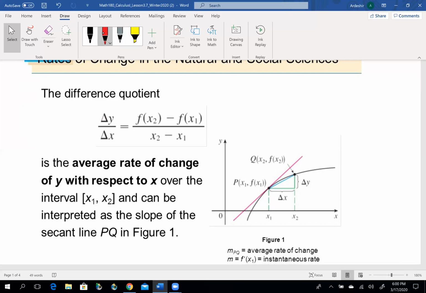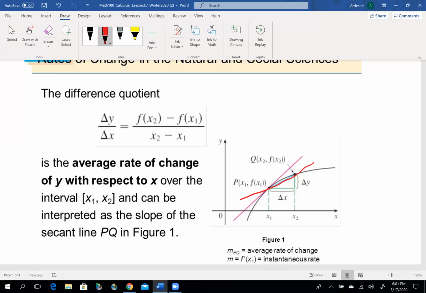If I draw a line that goes through P and Q, that line is a secant line, and the change in y over change in x, delta y over delta x, is going to be the slope of the secant line. We talked about this at the beginning of the semester. The red line that goes through Q and P is a secant line, and delta y over delta x, f of x sub 2 minus f of x sub 1 over x sub 2 minus x sub 1, is the slope of a secant line.